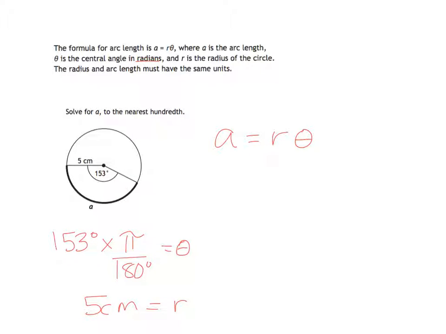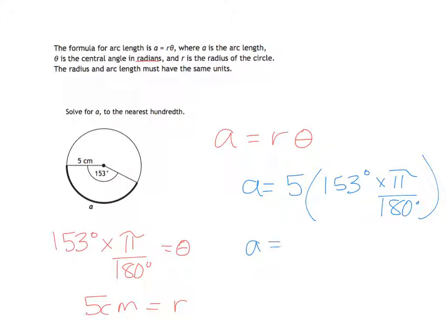So to find the arc length, it's equal to R, which is 5, multiplied by the angle, which is 153 degrees times pi over 180 degrees. I didn't actually switch it, I just put the conversion right in there. And then I'll figure out what that is, and that'll be our arc length. And I get 13.4 to the nearest hundredth, so 13.35 centimeters for the arc length.